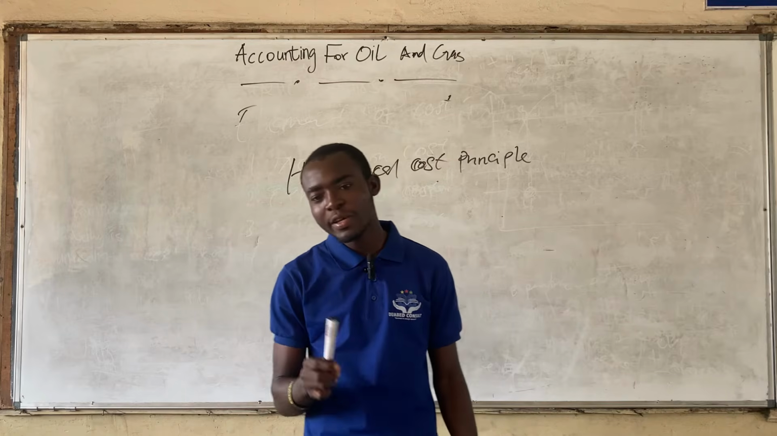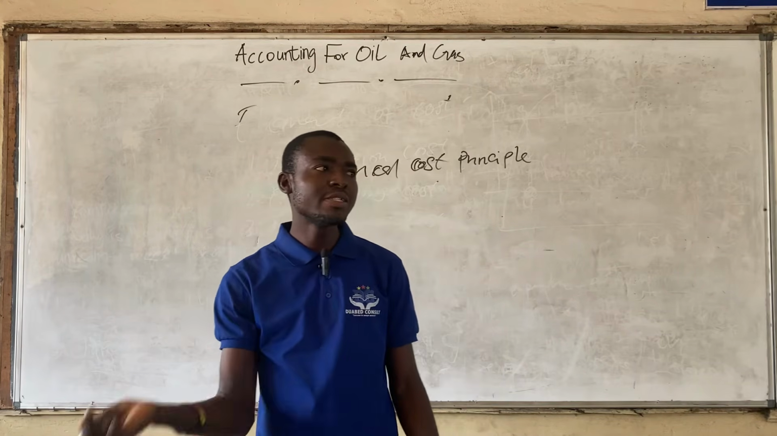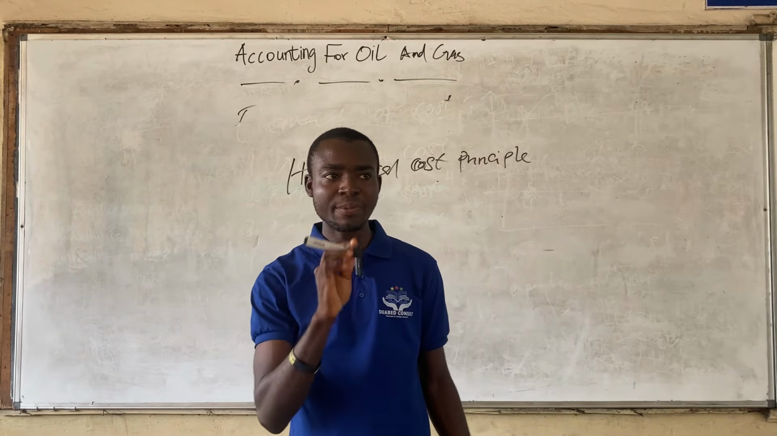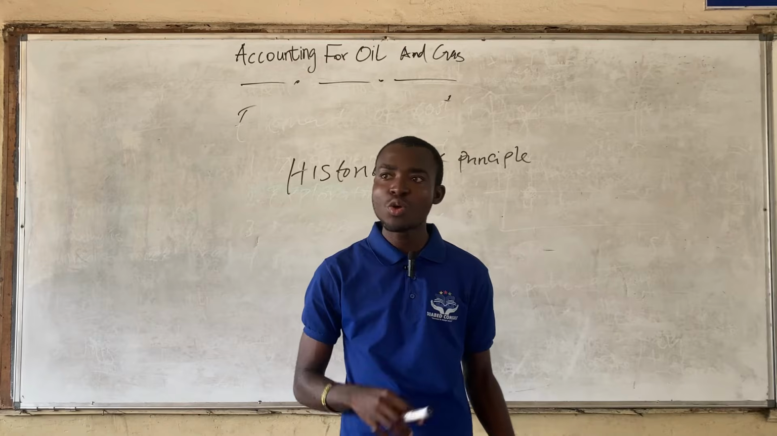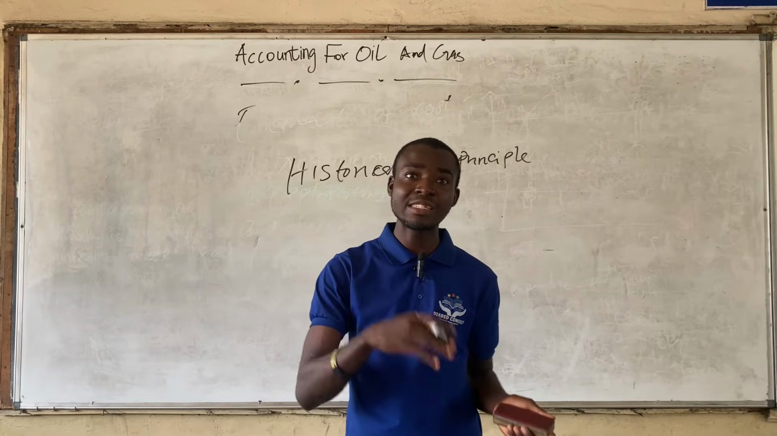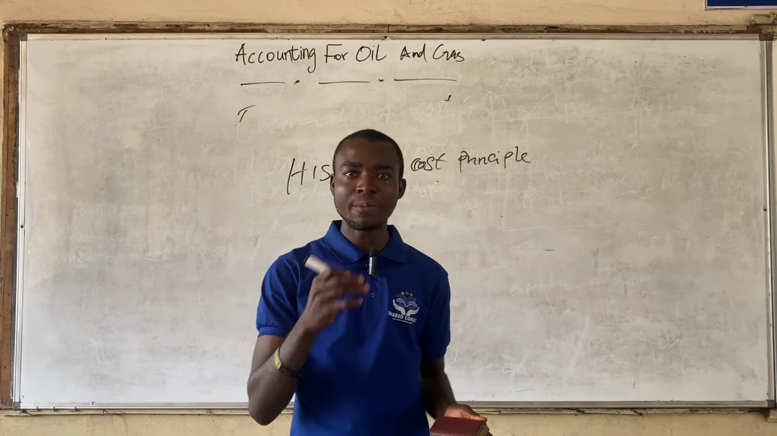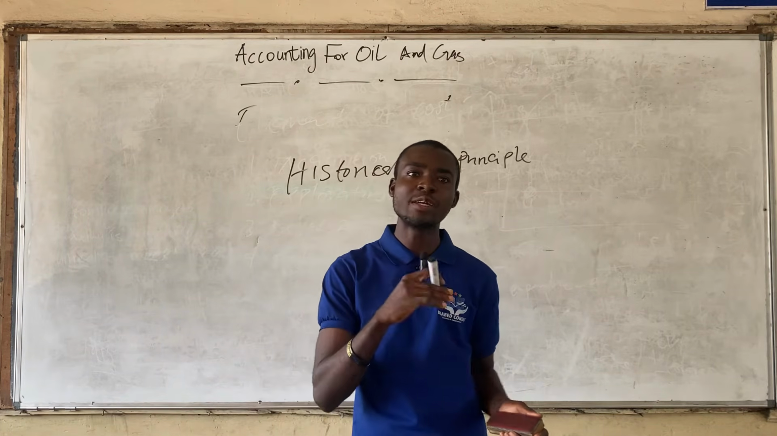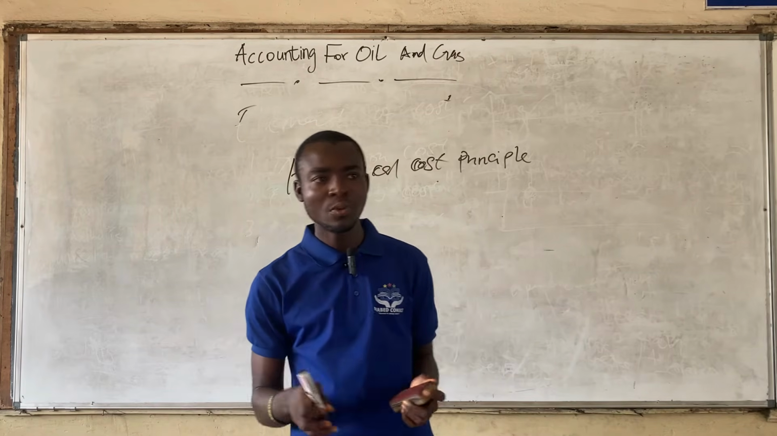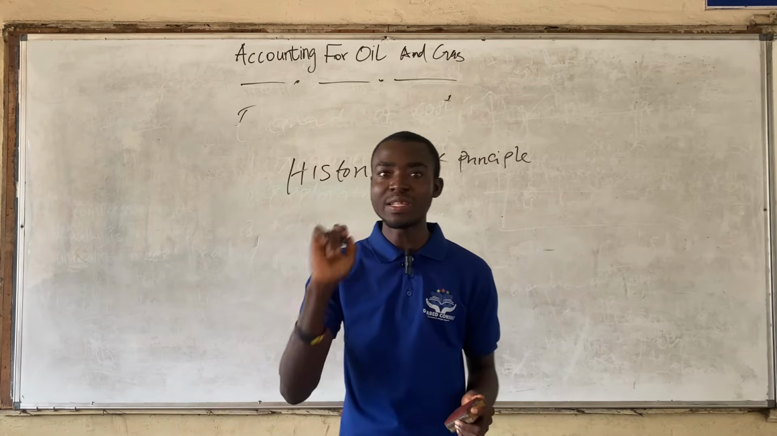So for example, in case the organization bought this marker for 20 cedis, it means that they must record the cost of the asset at the price of 20 cedis. Although there might be inflation and then deflation, which can increase the value or the price of the marker or reduce the value or the price of the marker, because of the historical cost principle, they will still maintain the cost of the asset at the price, that's the 20 cedis.